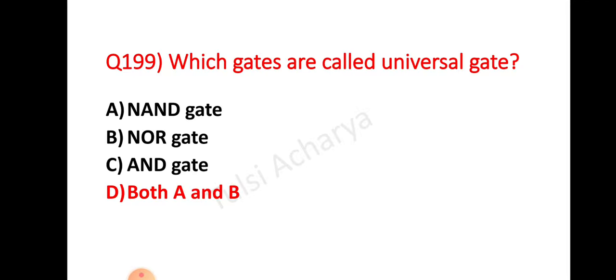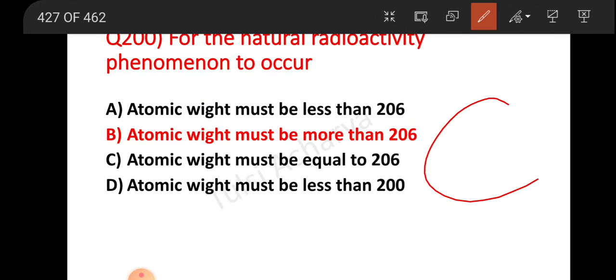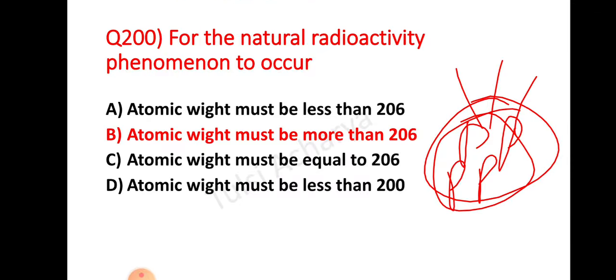Now let's move to the last question of this video. For the natural radioactivity phenomenon to occur, atomic weight must be more than 206. If in an atom, atomic weight is more than 206, there will be more protons in the nucleus. If there are more protons, more repulsive force between these protons will give us different types of alpha, beta and gamma radiations, which is called radioactivity.